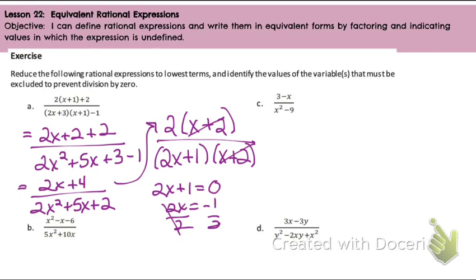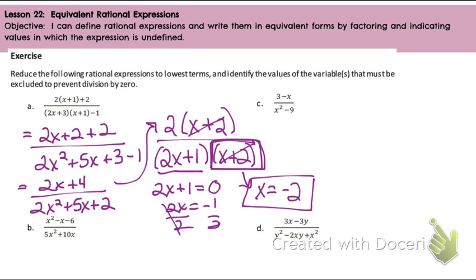However, that's just for this one. Remember, we have to look at the original. Don't forget about this one. When does this equal 0? This equals 0 when x equals negative 2. So for each of these cases, at x equals negative 1/2 and x equals negative 2, it's undefined. So it cannot equal those.